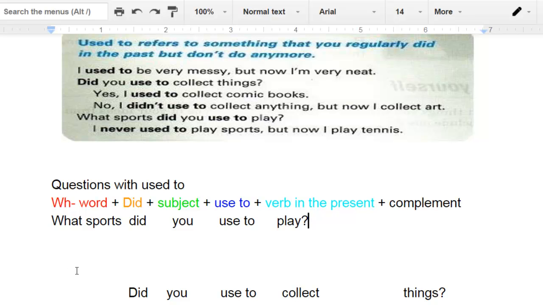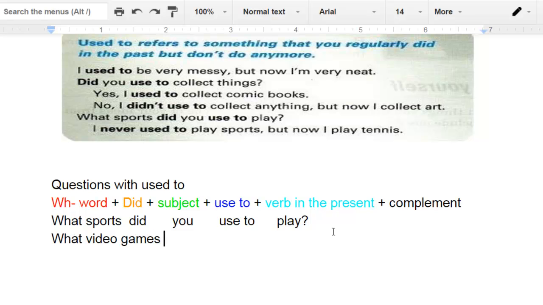In this case, we don't have a complement, but what sports? That's the WH word. That follows auxiliary did. And then after that, we're going to have a subject. After that, we're going to have used to. Notice that used to is in the present, and that follows the verb in its present form. Then sometimes you're going to have a complement, sometimes you're not. So let me write a couple more questions here so that you can get the hang of it. What video games did you used to play when you were a kid? Okay, that'll be another one.